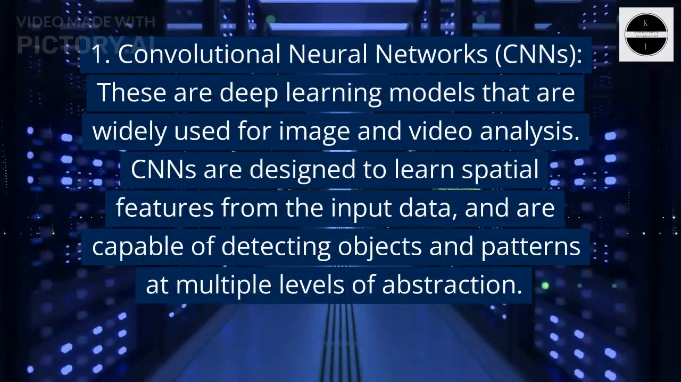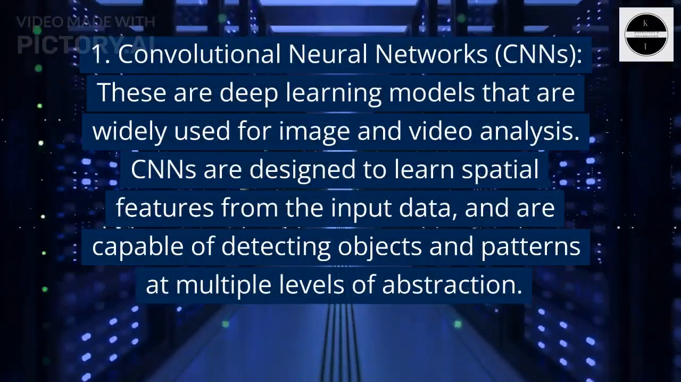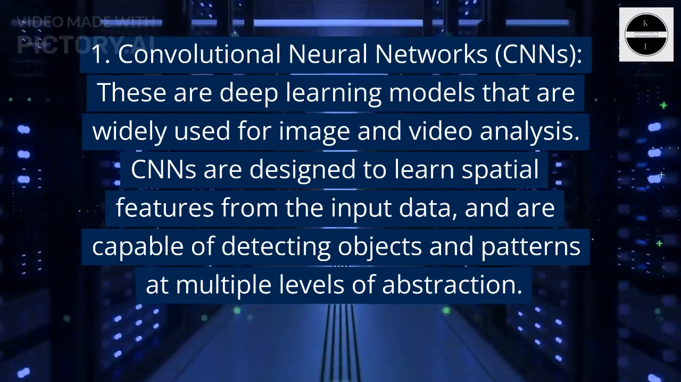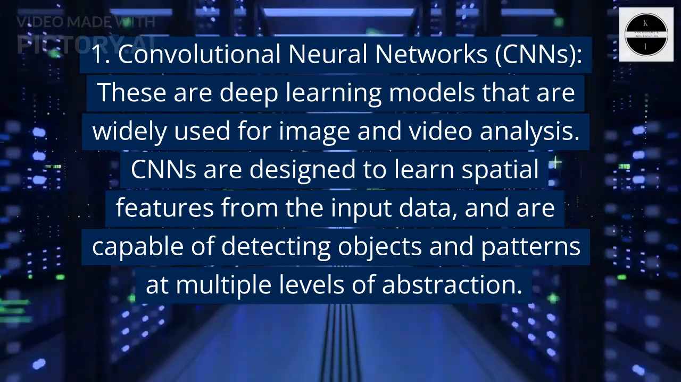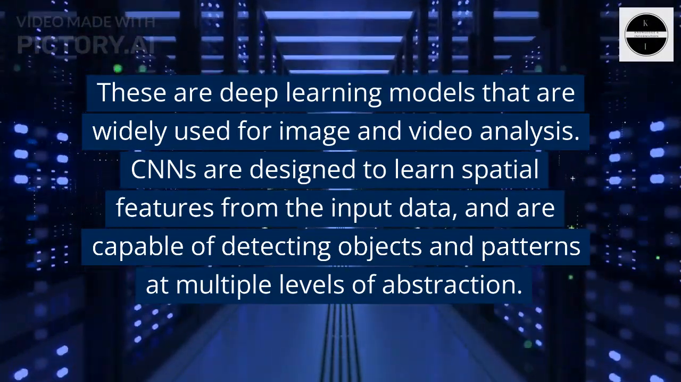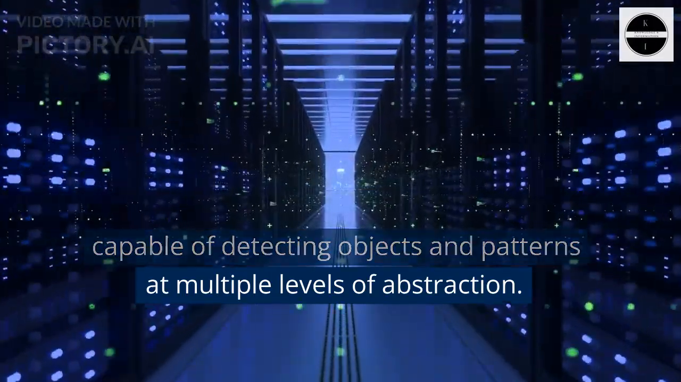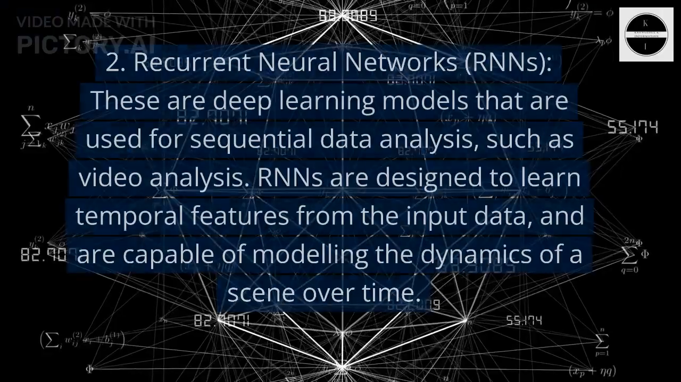1. Convolutional neural networks, CNNs. These are deep learning models that are widely used for image and video analysis. CNNs are designed to learn spatial features from the input data, and are capable of detecting objects and patterns at multiple levels of abstraction.